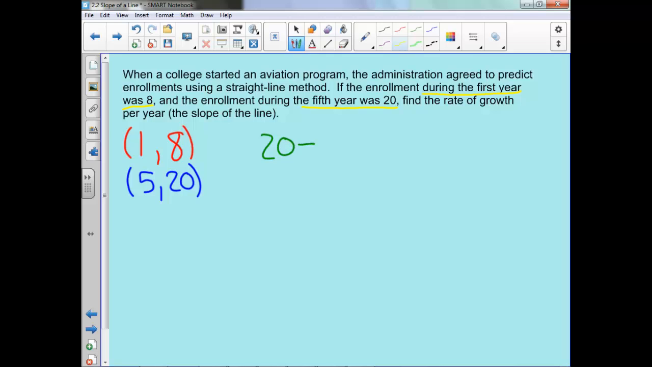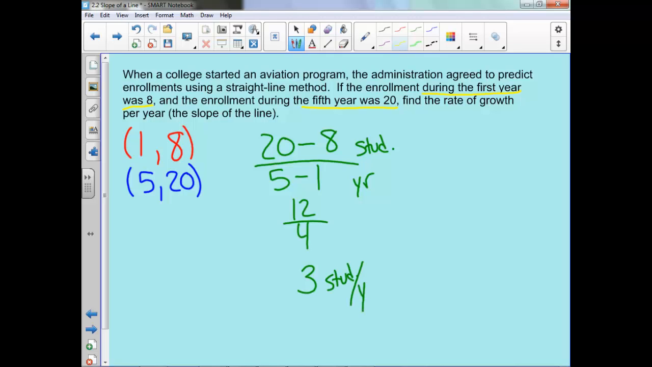So 20 minus 8 over 5 minus 1, which means we had 3, and this was students per year. So 3 students per year. So our enrollment grows at about 3 students per year. And that is section 2.